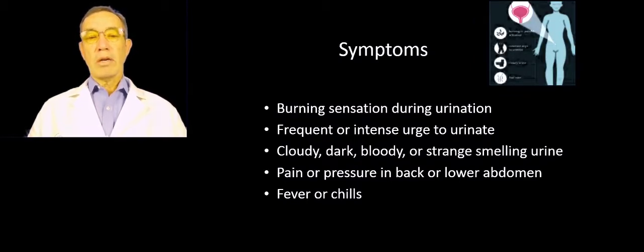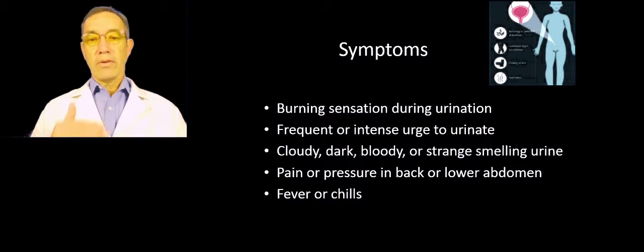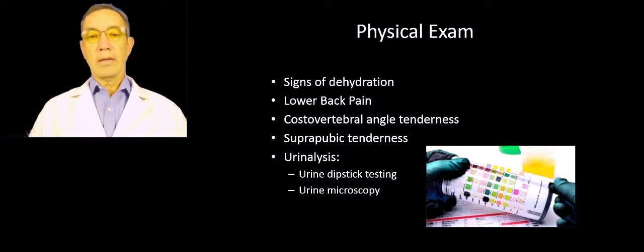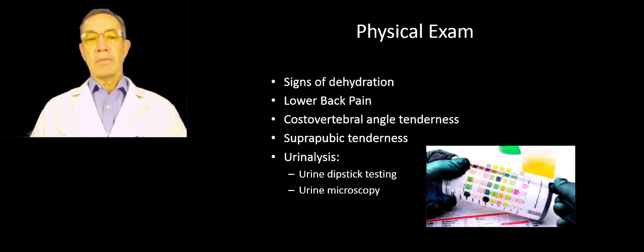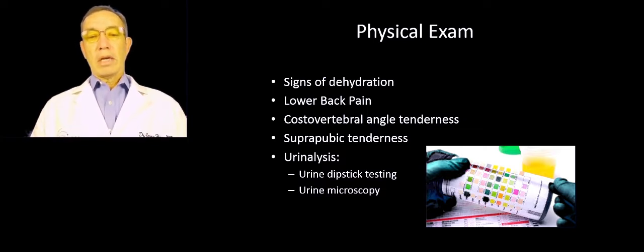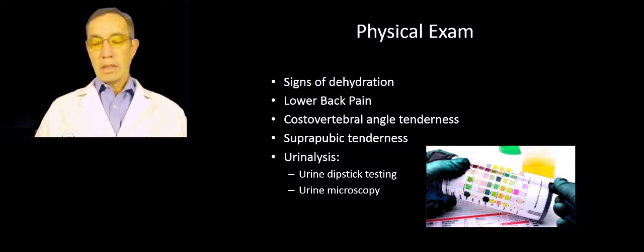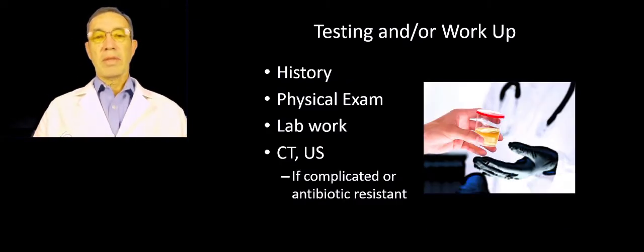Symptoms of a UTI are a burning sensation during urination. There might be frequency and intense urgency to urinate, where they have to urinate very quickly. They could have dark, cloudy, bloody, or strange smelling urine, and they may have pain or burning in the pubic area or even in the flank. It could be chills or fever. There could be signs of dehydration, lower back pain, costovertebral angle tenderness, which is flank pain, and on the urinalysis, they may have some abnormalities.